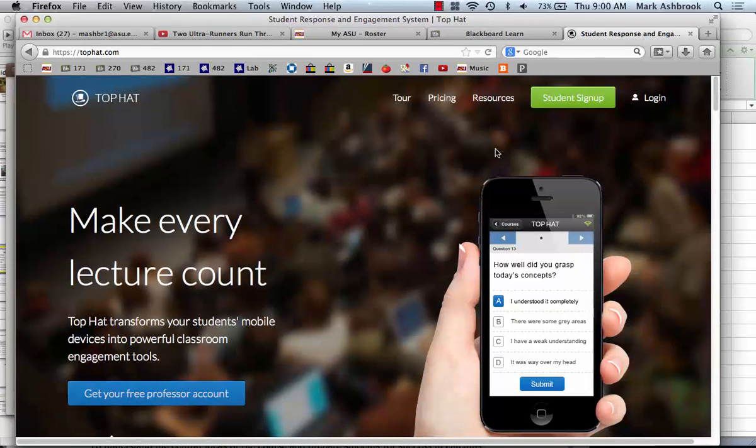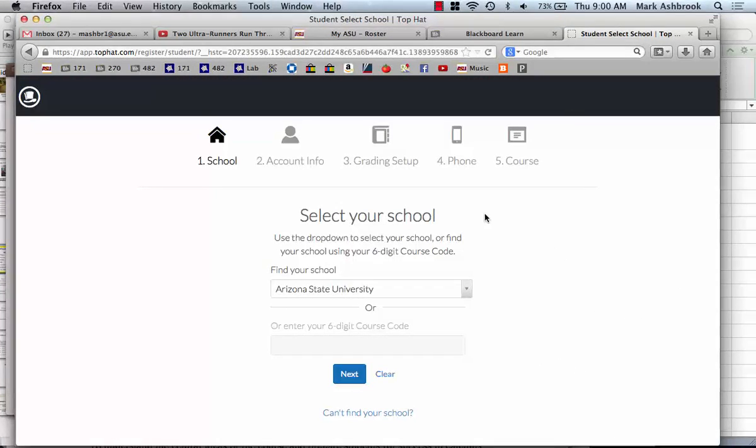Okay, here we go. So let's go through the Top Hat sign up process. Student sign up. Find your school in the list. If you start typing it in, you get a list, and you're going to do Arizona State University. Hit next.